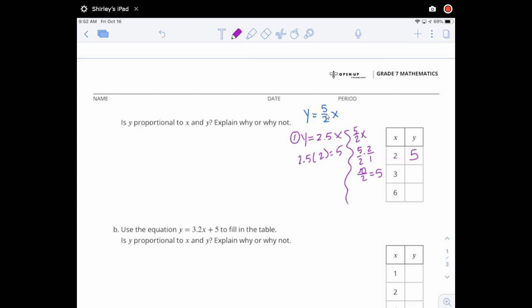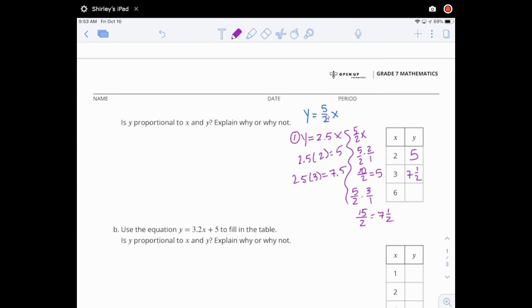So 2.5 times 3. Either type that into your calculator, or if you want to use your fraction, 5 over 2 times 3 over 1. I actually prefer the fractions because the math is easier to do in our head. Because on the top we have 5 times 3, which is 15 over 2. So then 15 over 2 is 7.5. So I'm going to say 7.5, or if you multiplied this through, you would get 7.5.